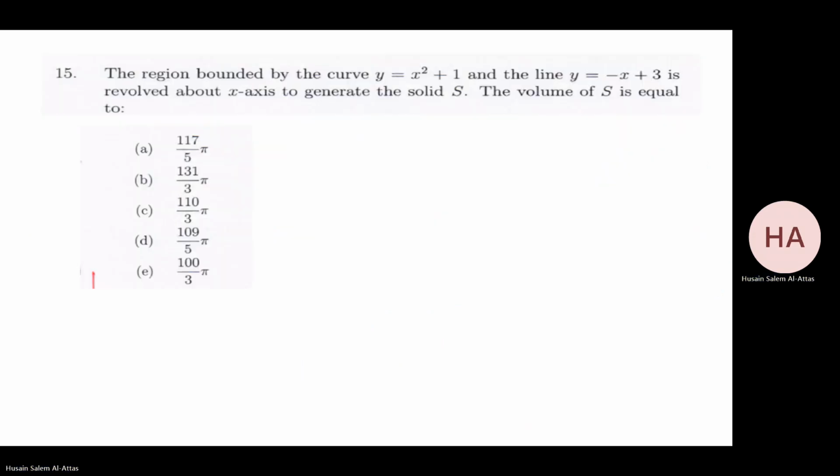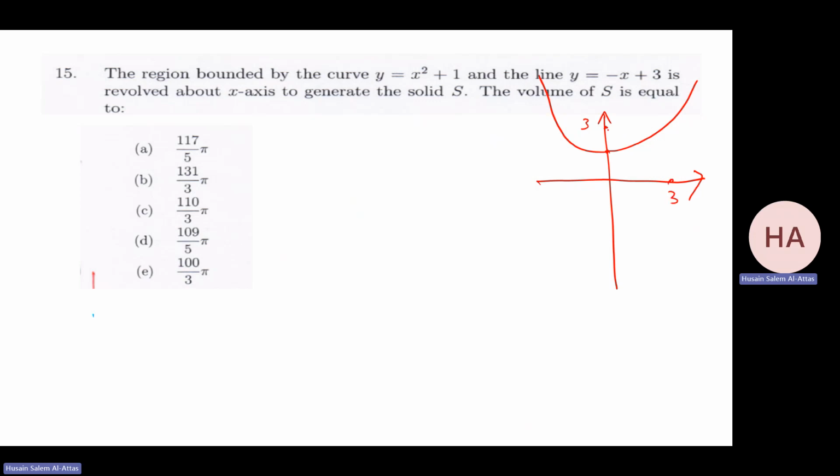Okay. More to go. The region bounded by this and the line, the line and the curve. Okay. Need to graph it, and the points of intersection also. I have y equals x squared plus 1. This is y equals x squared plus 1. I have at x equals 0, it will be 3. At x equals 3, it will be 0. So I have this line. Yeah, it's revolved about the x-axis.